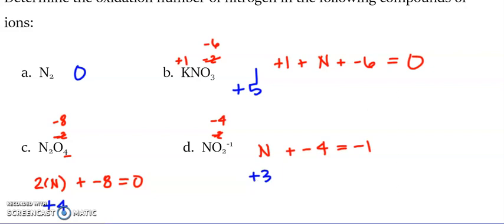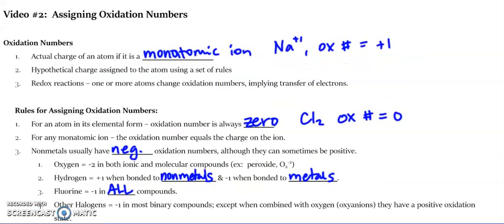So that is how you assign oxidation numbers. Remember to go back and refer to the rules if you're getting stuck.